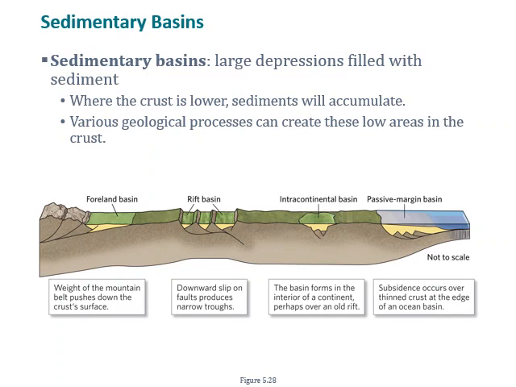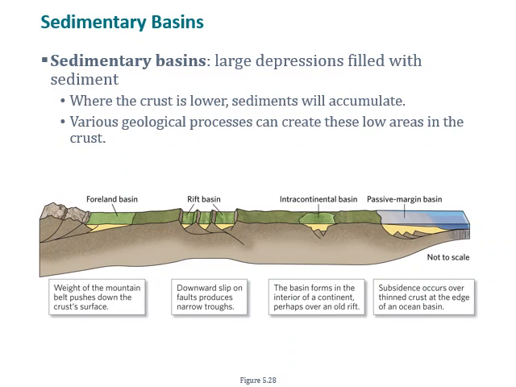So the edge of the east coast of the United States is a passive margin basin, so there's lots of sediment being deposited on that coast, whereas on the west coast of the United States we have an active margin. There is subduction going on, volcanism, and mountain building activity, and not that much sediment is being deposited in the Pacific Ocean in this area.